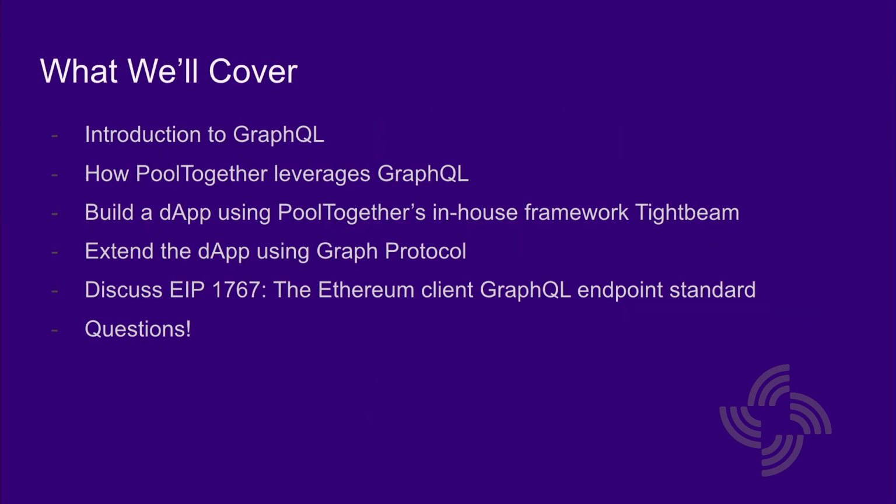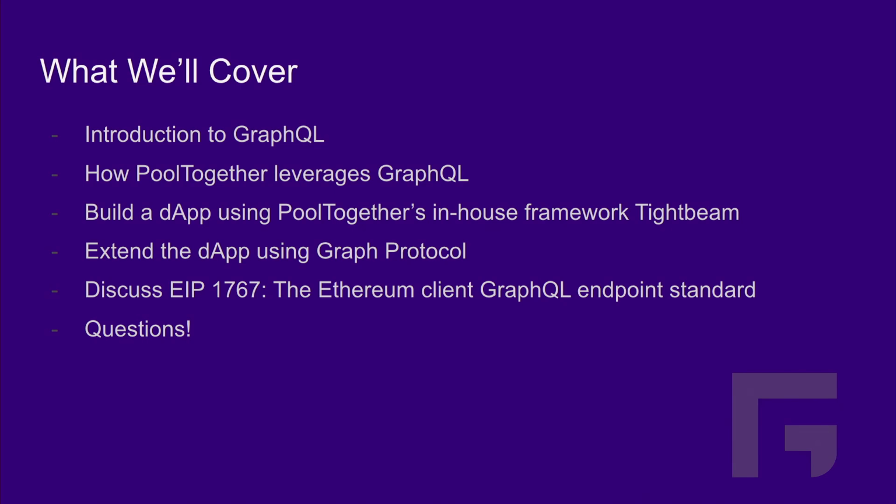So this is what we're going to cover. We're going to cover an introduction to GraphQL. We're going to cover how PoolTogether leverages GraphQL. And we're going to build a dApp very quickly. I have a lot to cover, so we're going to zip right through that, but there is a tutorial online. Then we're going to extend the dApp using the Graph Protocol. We really like the Graph Protocol. It gives us totally flexible data, so we can go back and, as we're going to do, get a churn report as well as the existing subgraph. You can build as many subgraphs as you want, so you get as much data as you want.